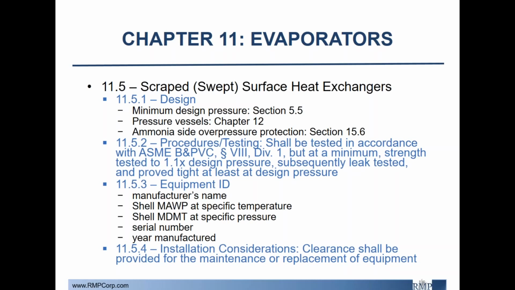And a couple of different things that are added in here are the shell maximum allowable working temperature and the shell minimum metal temperature. In addition, clearance for the maintenance of equipment is called out in this section of the code.